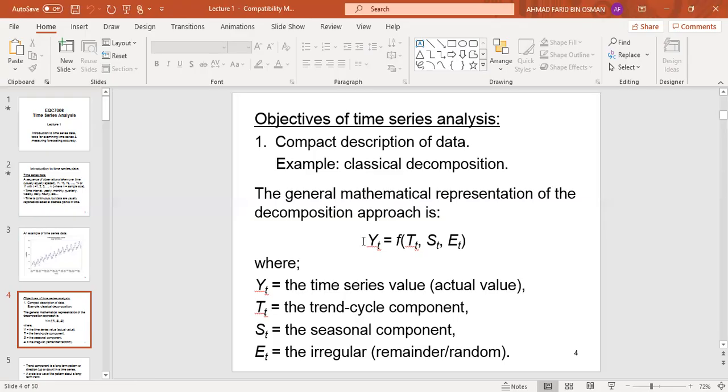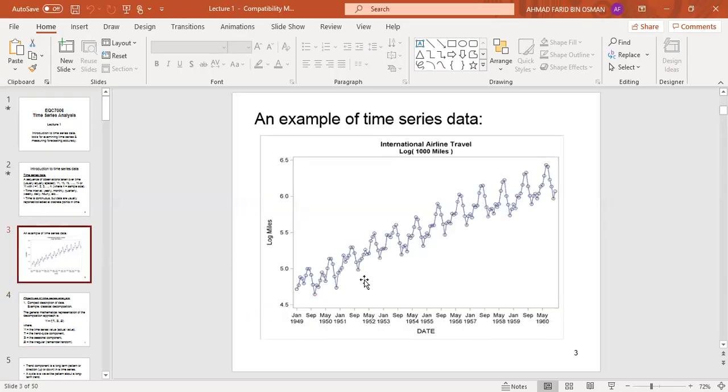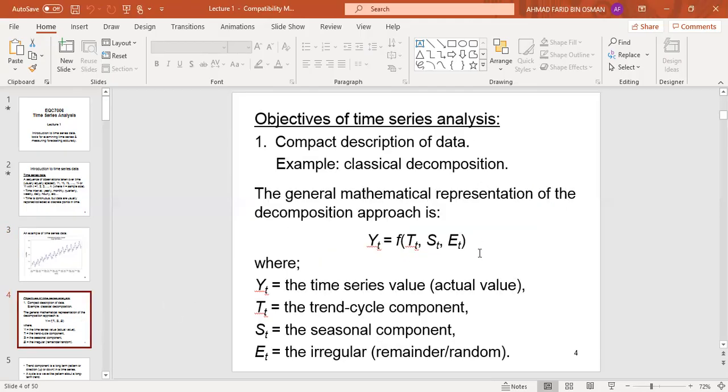So Yt is the observed value. You can refer to the example that we considered just now. What we see here is Yt, the observed value. And then Yt is a function of the underlying time series patterns: the trend, the seasonal, as well as the irregular or random component. So Yt, the observed value, is a function of three underlying time series patterns: the trend, seasonal, and irregular components.